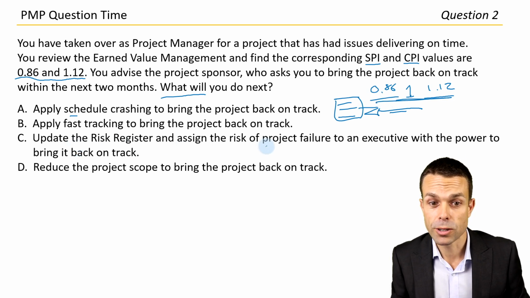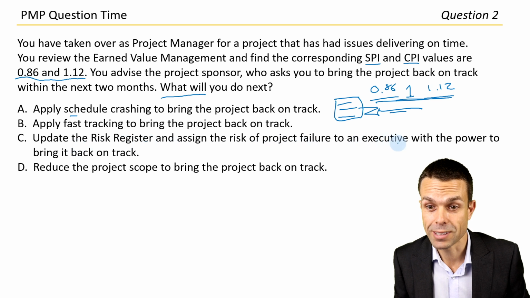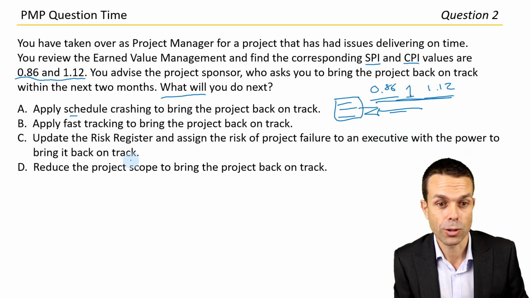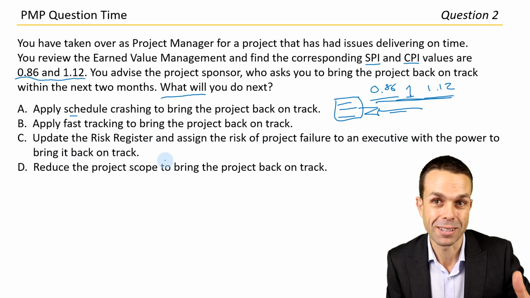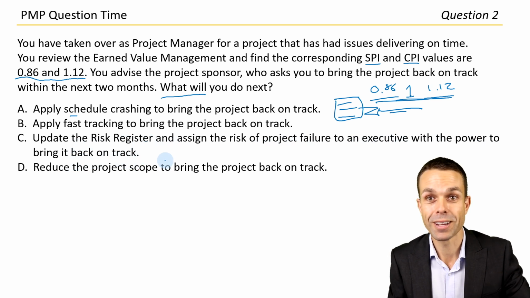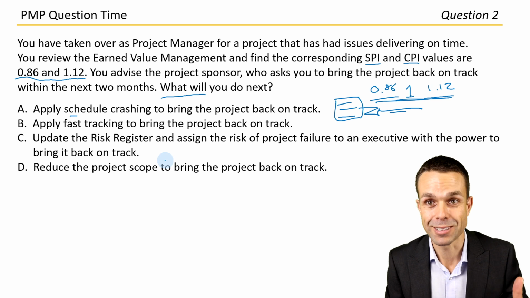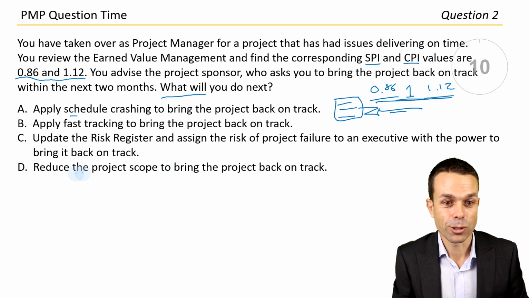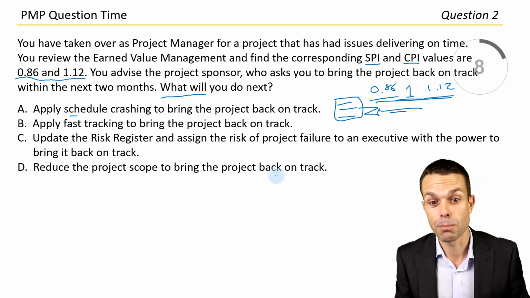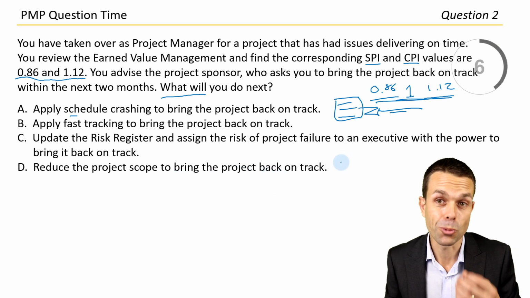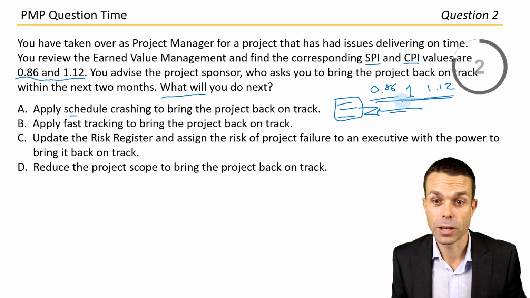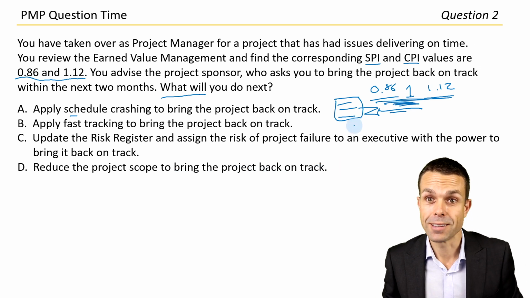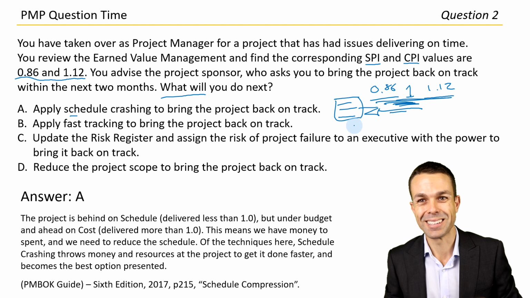Update the risk register and assign the risk of project failure to an executive with the power to bring it back on track. Probably not that one for now, even though it's tempting to assign something to someone else and have them do the work. We're the project manager, we have to take care of this probably. And reduce the project scope to bring the project back on track. That is another option, and you will see that in the real world. But I think for all of the things that we're talking about here, knowing what we know, let's go with answer A. All right, there it is, excellent.